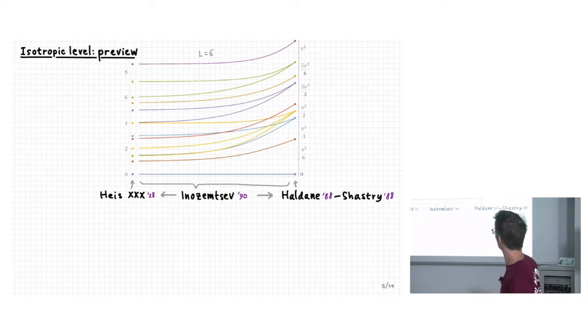Let me just finish this. Something very interesting happens. So you see that certain levels can get close to each other and in fact merge in the Haldane-Shastry limit. So there are two things that are very special in the Haldane-Shastry limit.